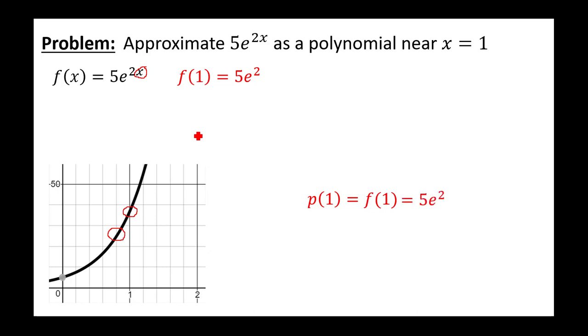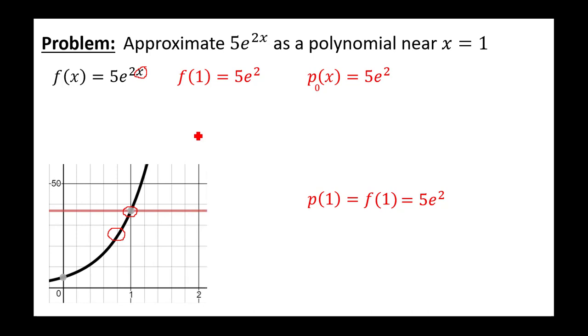Now if we want p of 1 to be 5e squared, let's just say p of x is equal to 5e squared. And this is going to be our 0th order polynomial. If we plotted this out, it's not going to look very fantastic. It's just going to be a straight horizontal line, and it's not going to get us very close down here to where we wanted to find it at 0.8. But hey, it's a good start, right? I mean, we're right on when x equals 1. But of course, we can do a lot better than this.